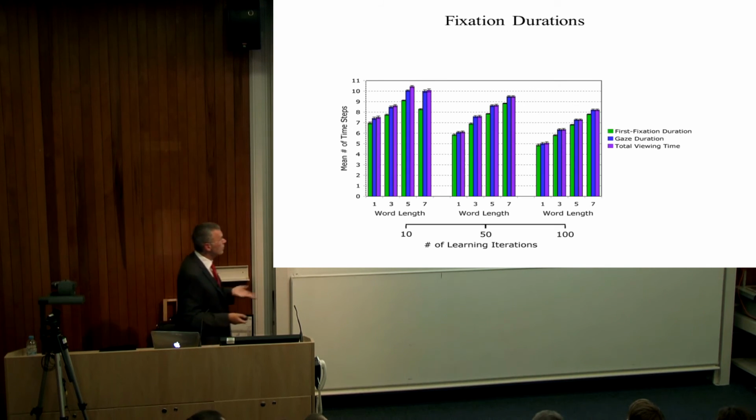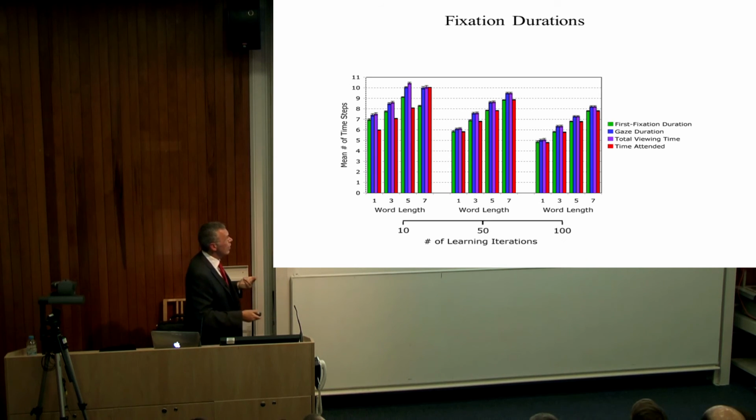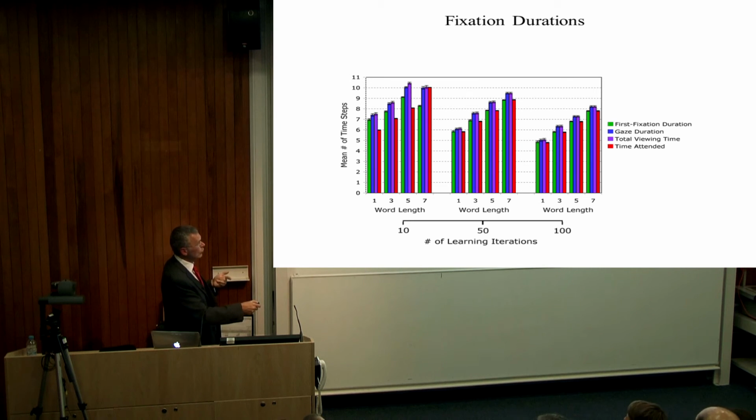Okay, here, this slide's a little bit redundant, but what I'm showing you are 3 measures of fixation time. So the first fixation duration, which I've already mentioned, gaze duration, and then the total viewing time. So this is the total time spent looking at a word, even after a regression back to the word. And you can see that the agents fixate the longer words for longer on average than the shorter words. That's consistent with what people do. They also attend to the longer words for more time than the shorter words. That's consistent with what people do.